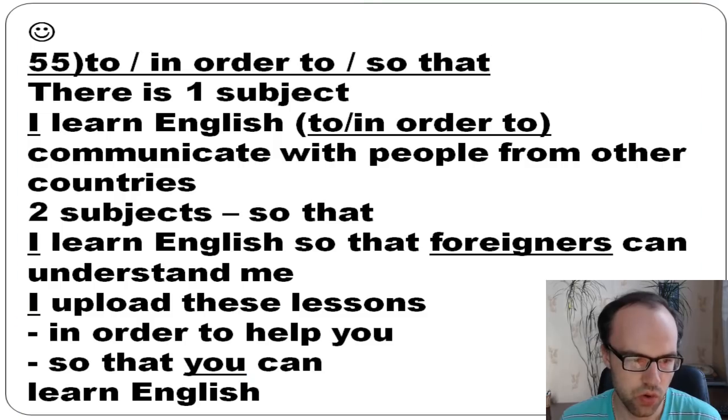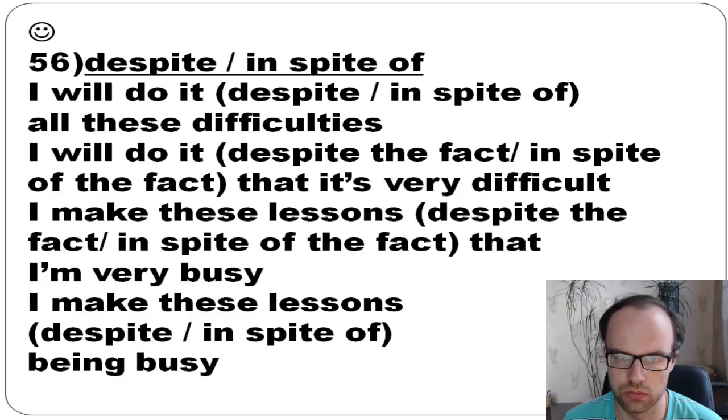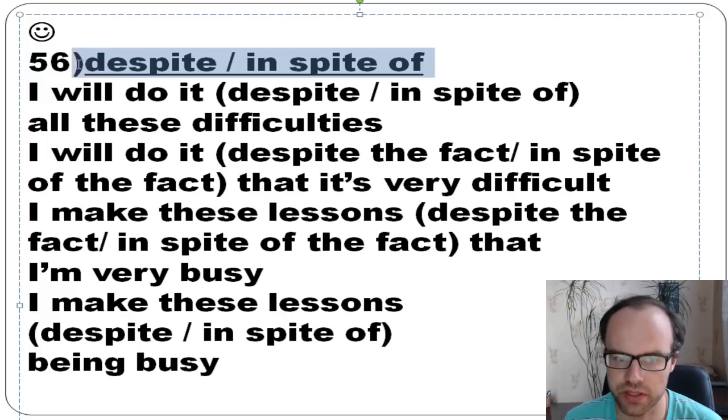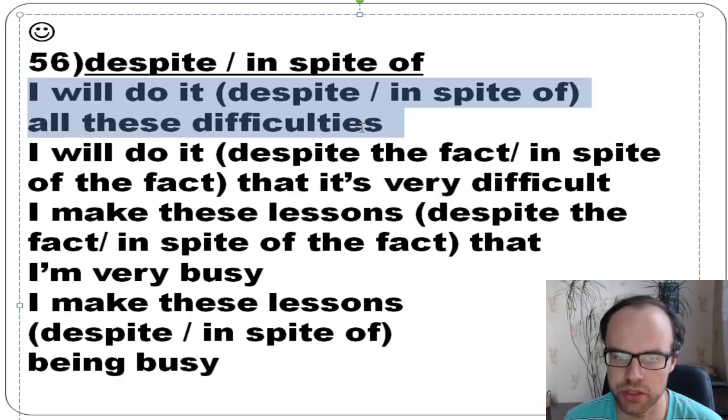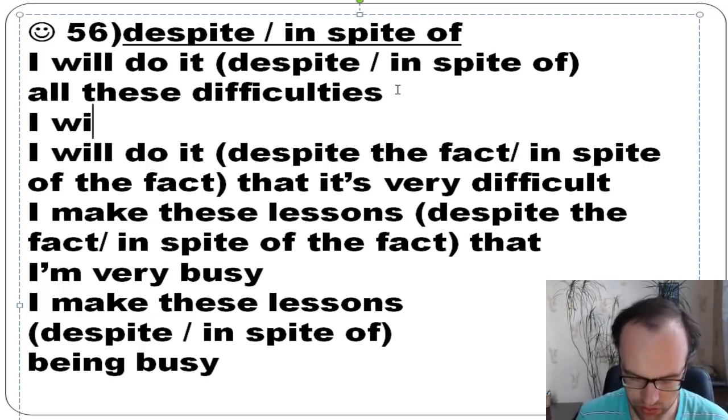Good. Well, what about despite and in spite of? So what do you know about it? Good. Well, despite or in spite of. Look at these examples. We say despite or in spite of, it means the same. I will do it despite all these difficulties, or I will do it in spite of these difficulties. It means I will do it.